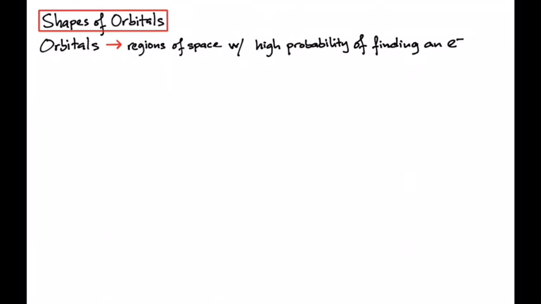Okay, so a sublevel is different from an orbital. So if you have an s sublevel, you have an s orbital. If you have a p sublevel, you have 3 different p orbitals. A d sublevel has 5 different d orbitals, and an f sublevel has 7 different f orbitals. And so now we're going to take a look at the different shapes of these orbitals, from s all the way to f orbitals. So again, orbitals by definition are regions of space with high probability of finding an electron.